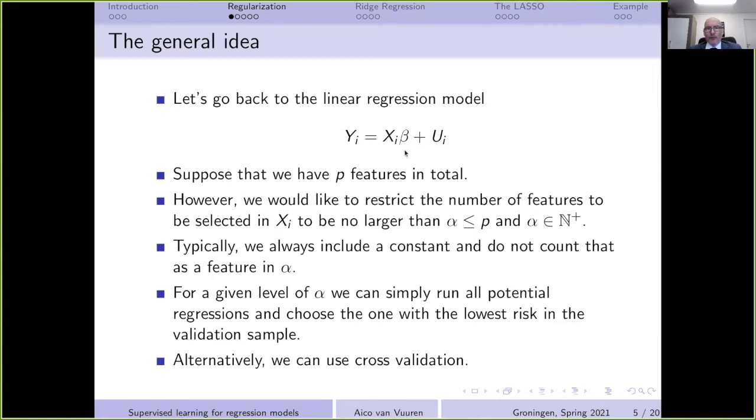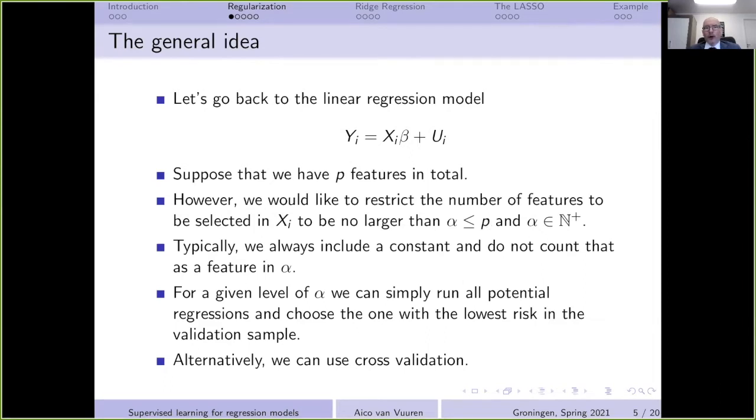But what we could do is ask ourselves the question, could we first just run all the potential regressions for a particular alpha, where we only allow to include alpha different features in this X that we have over here? Where alpha, of course, is going to be smaller or equal to p, and alpha could be equal to 1, 2, 3, 4, 5, etc.